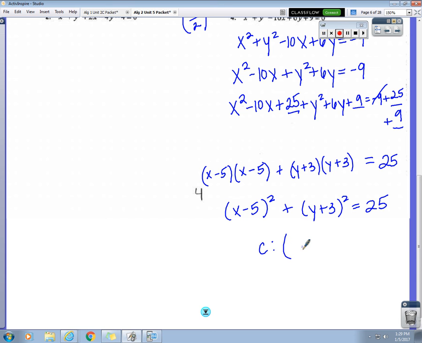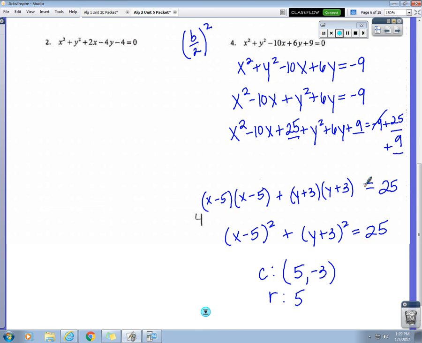What is the center? 5, negative 3. And what is the radius? 5, because the square root of 25 is 5. Why don't you go ahead and try 6 by yourself. I'll leave this up there in case you need to look back at it.